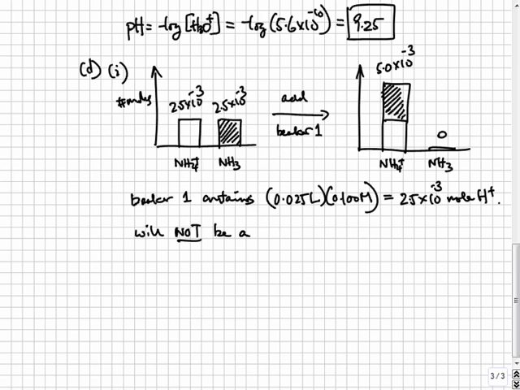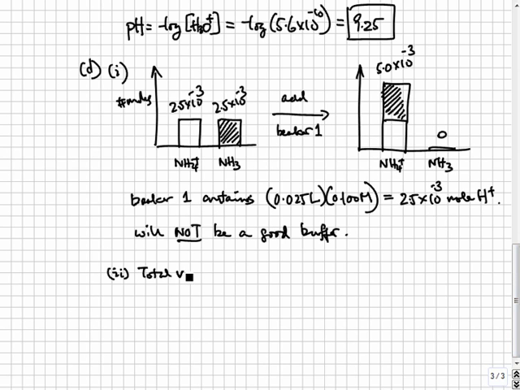In order to have a buffer, you must have plenty of a weak acid and plenty of its conjugate base present in the solution. You see that in this case, the solution has a lot of NH4+, but virtually no NH3. So this is not going to be a good buffer.